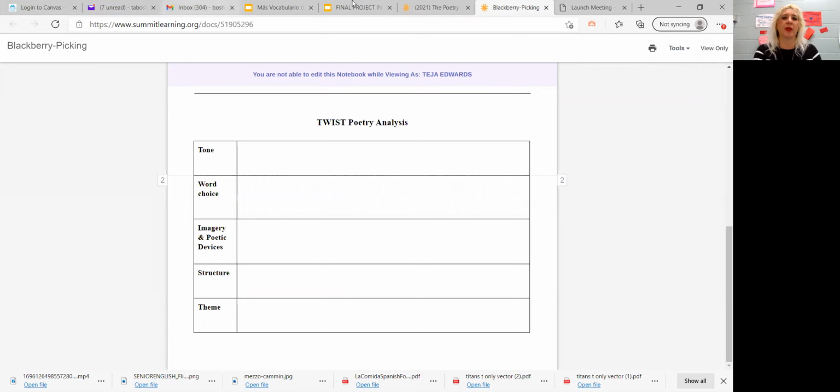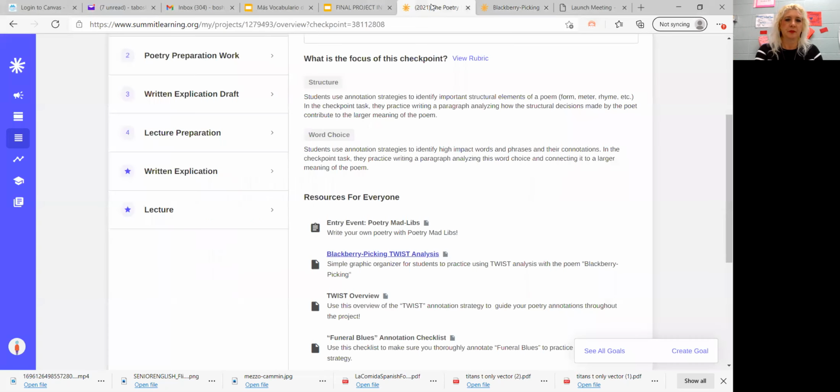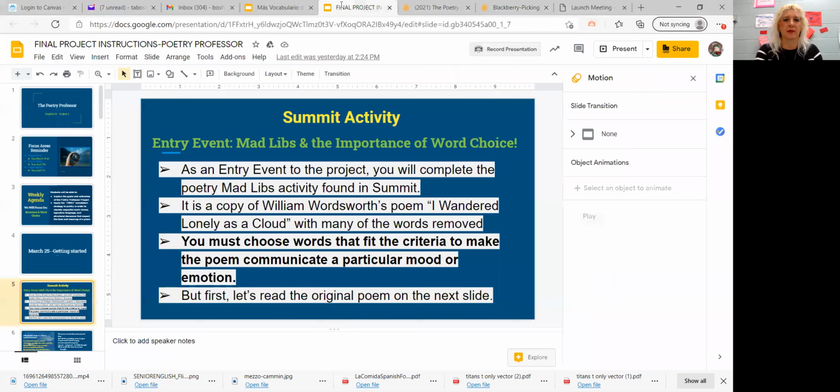But if you go to the Blackberry Picking assignment, that's where we are. Blackberry Picking gets us to the TWIST poetry analysis: tone, word choice, imagery, structure, and theme. So that's what we're going to be concentrating on through the whole unit. All right, so let's get back to our project.